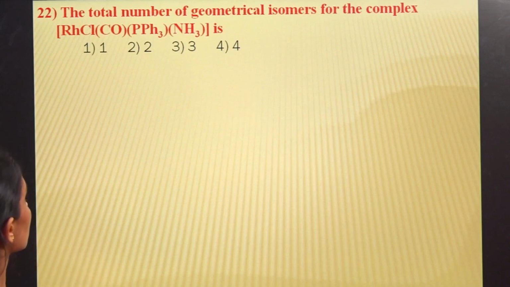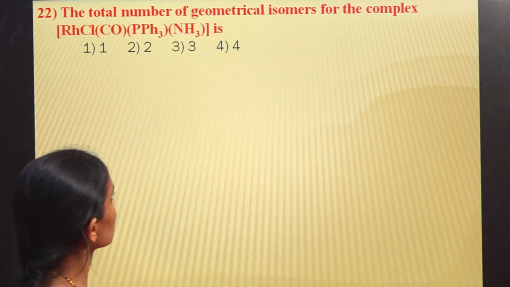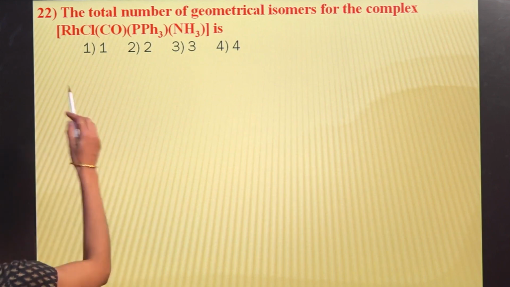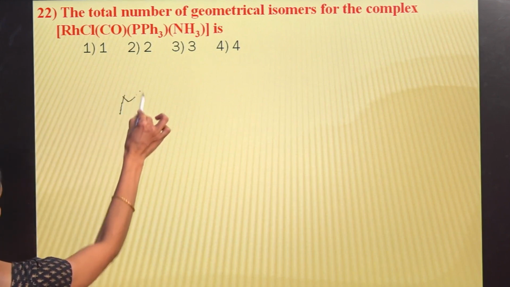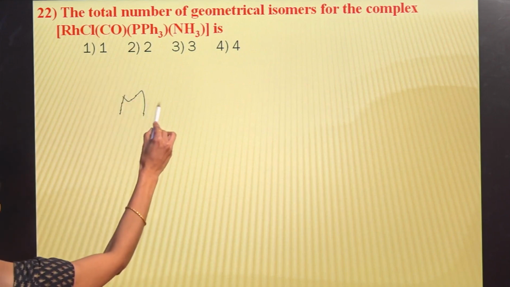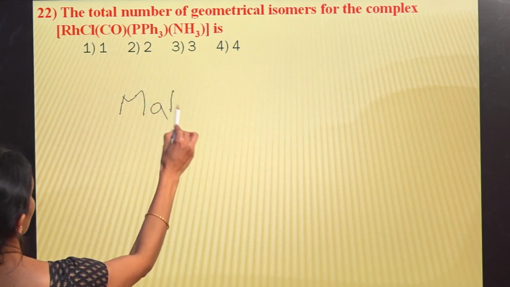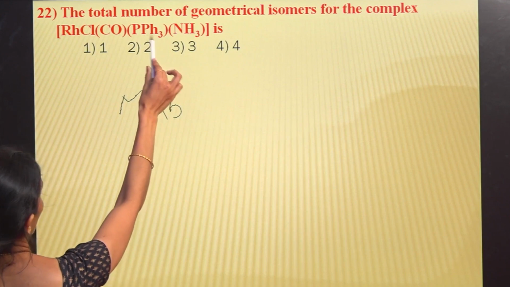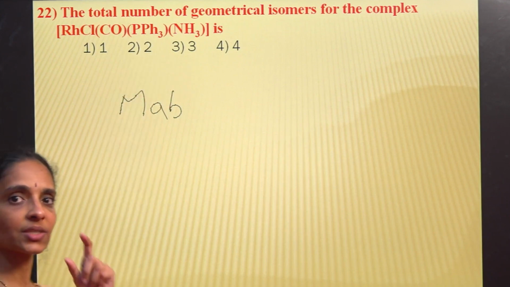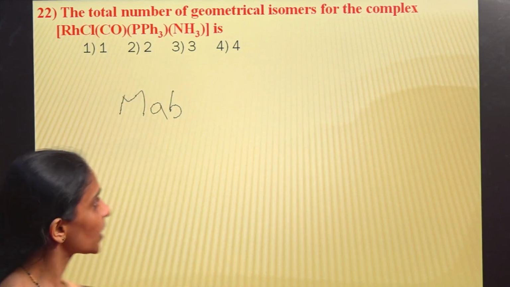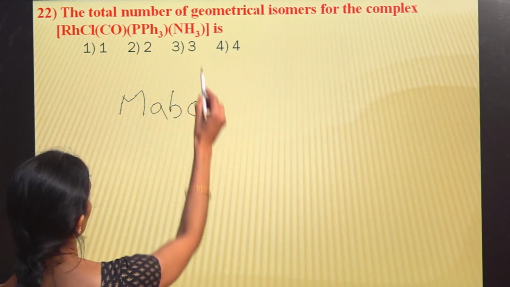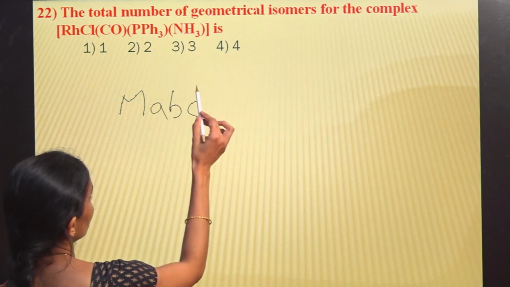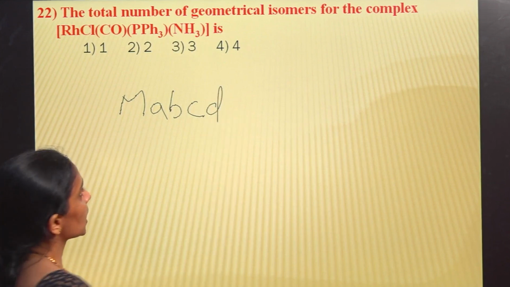Next question, 22nd question. A question on isomerism, geometrical isomerism actually. The total number of geometrical isomers for the complex. This is a complex of rhodium, I'll take it as M. There is a chlorido ligand, carbonyl ligand, then triphenyl phosphine, PPh3, ligand. I'll denote it as C, and ammonia, or ligand name is ammine, I'll denote it as D.